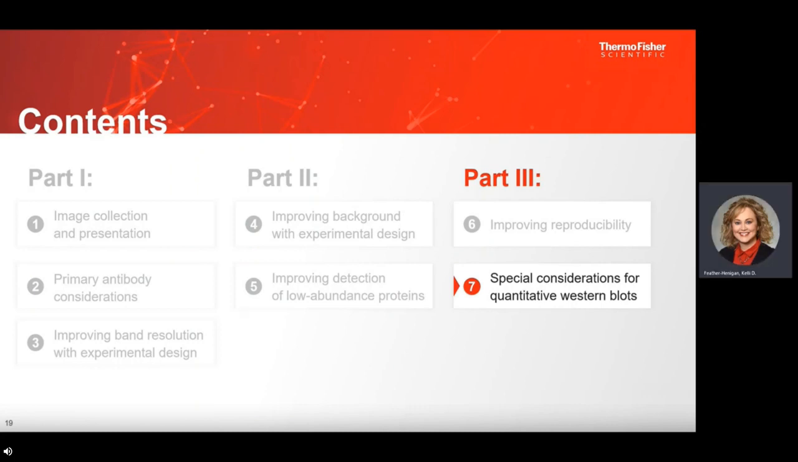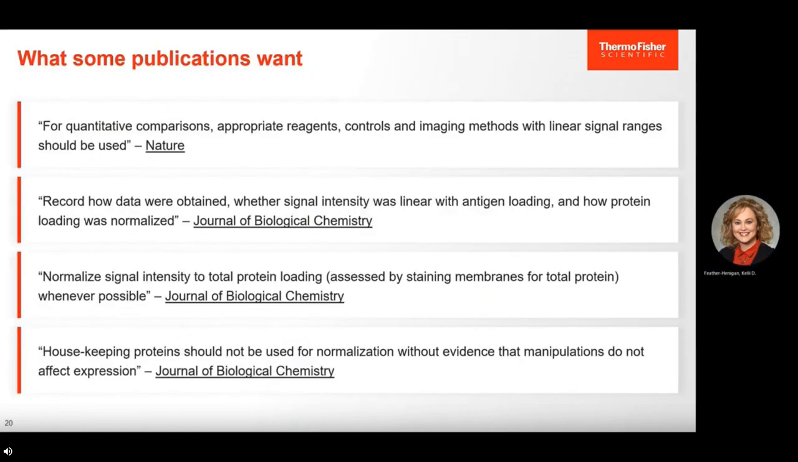Now I will shift focus to special considerations for quantitative Western blots. As a result of the 2014 meeting held by the NIH and publishers, scientific publishers now have more stringent guidelines for what they wish to see from scientists who are publishing.